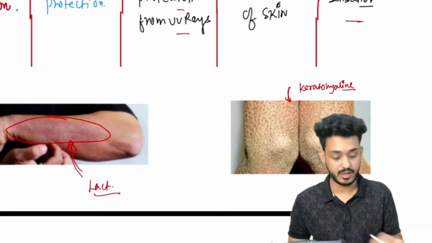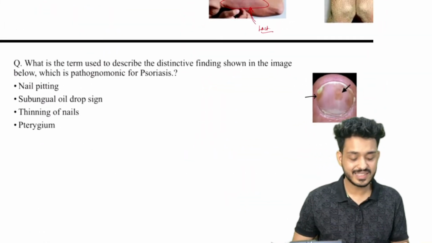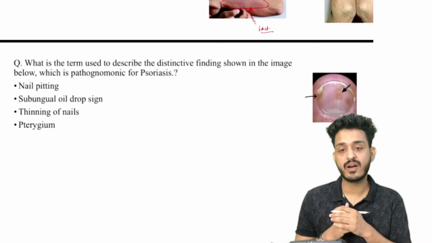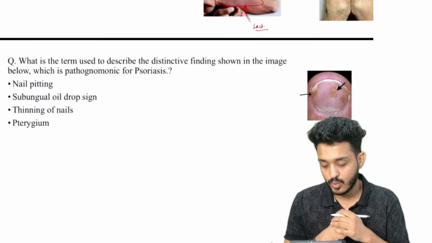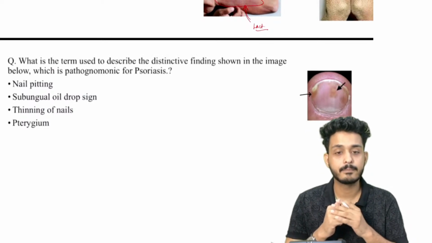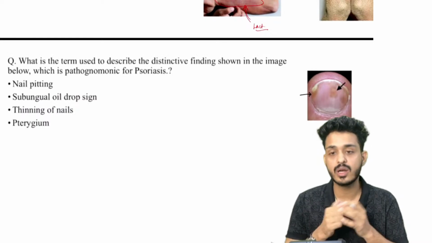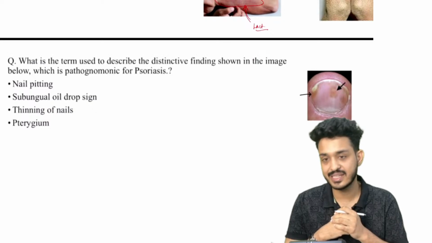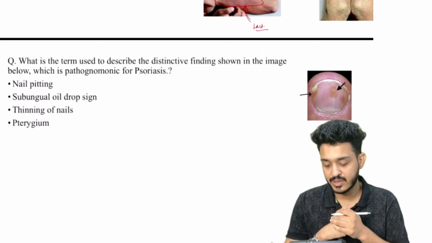Simple, done. Okay, now try to solve this particular question. What is the term used to describe the distinctive findings shown in the image? What is this particular image telling us about? Is it a nail pitting? Is it a subungual oil drop sign? Is it a thinning of nails? Is it a pterygium? What is this?